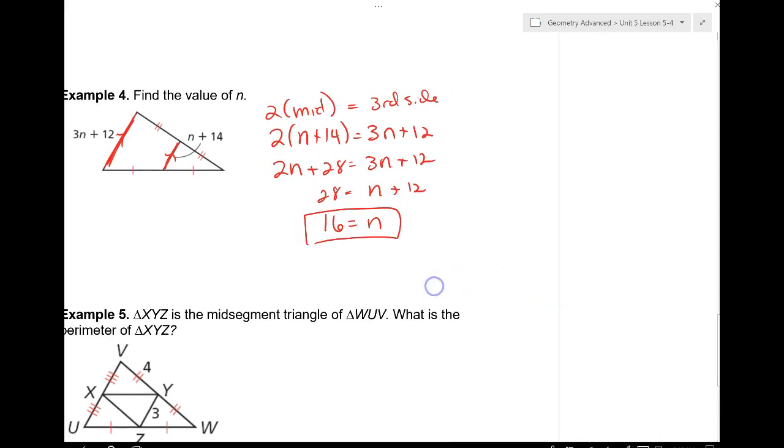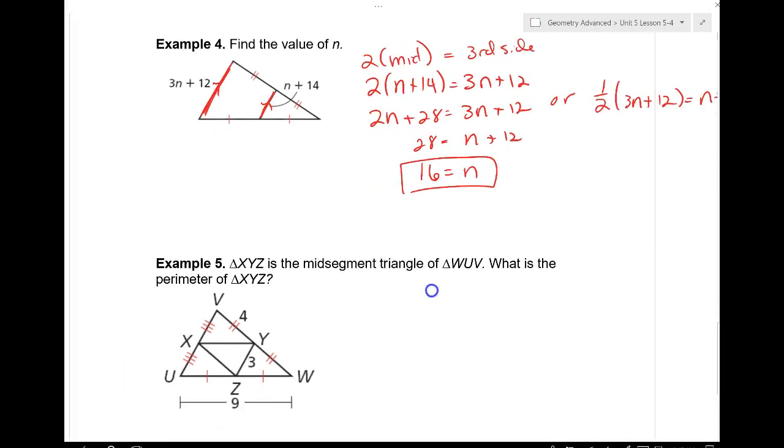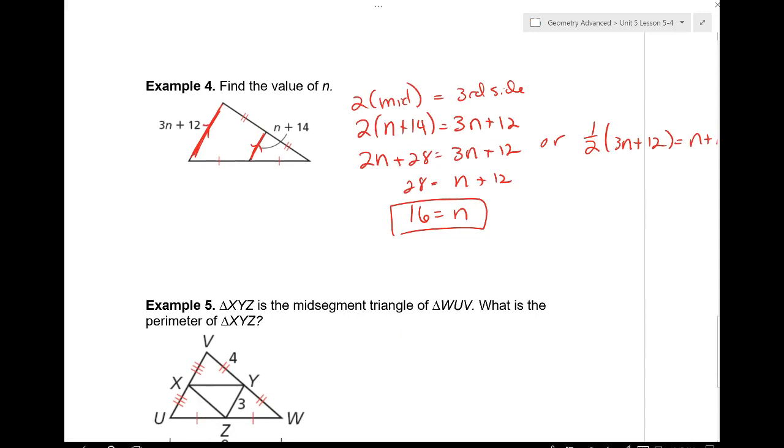Now, for those of you who like fractions, is there anything wrong with just going 1/2 of 3n plus 12 is equal to n plus 14? Could you solve it that way and should you get the same answer? Yes, but do you really want to work with the fraction if you can help it? The best thing to do even in that scenario is to still multiply both sides by what? 2, to get rid of it. So it's a lot easier just to double the mid-segment.